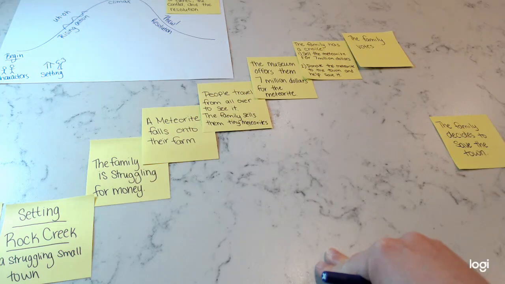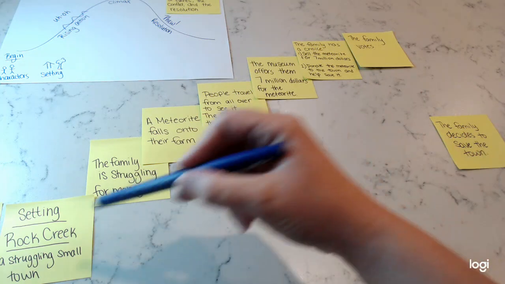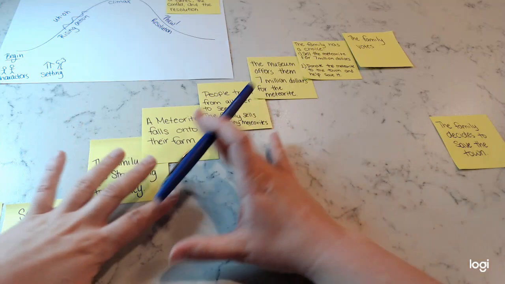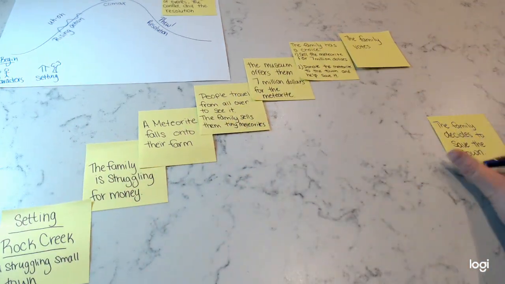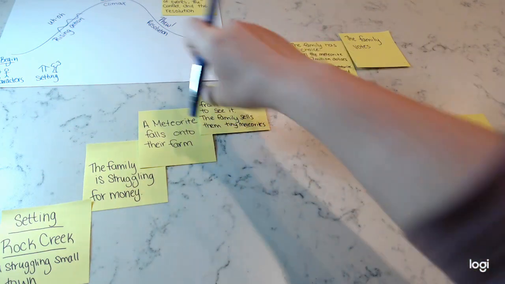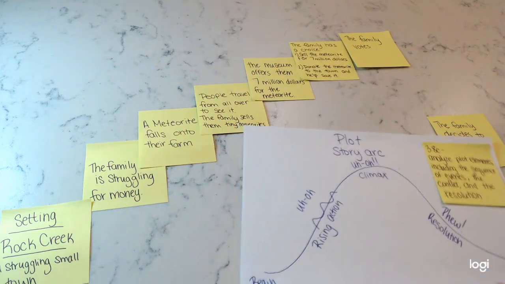So now you've had our first taste of what this whole unit looks like. We're analyzing the plot elements, including the sequence of events, the conflict, and the resolution. Do you see how this looks like a story map here?